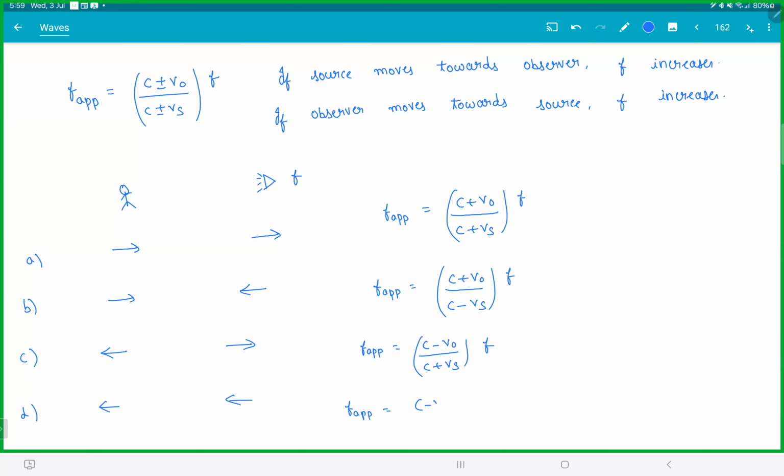The observer is going away. The source is coming towards, so it should increase. Check it out. These are the 4 cases. Please have a look at this. Confused, please ask me when to take plus, when to use minus.